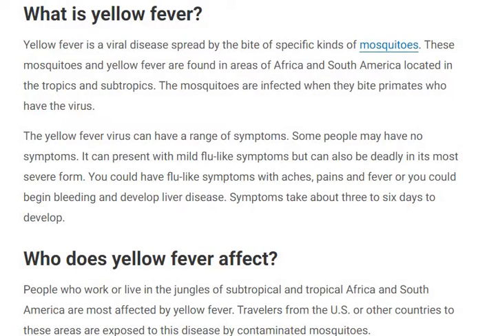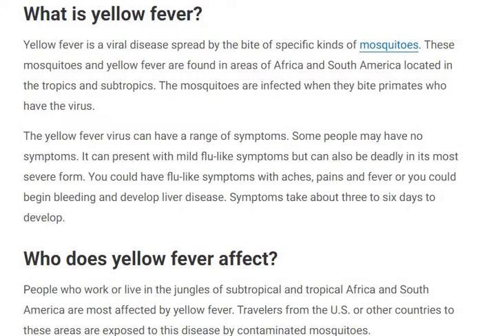The next question is, who does yellow fever affect? We know that some diseases are endemic and some are pandemic. Some diseases affect people in a specific area, and some affect all over the world, like the coronavirus and the hepatitis virus. People who work or live in the forests of subtropical and tropical Africa and South America are most affected by yellow fever. So, ladies and gentlemen, the most affected areas of the world are Africa and South America.